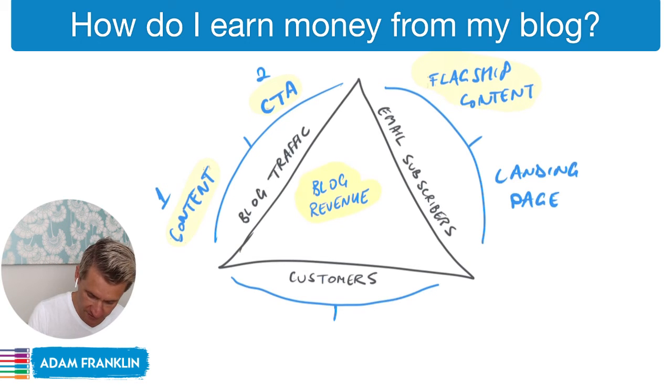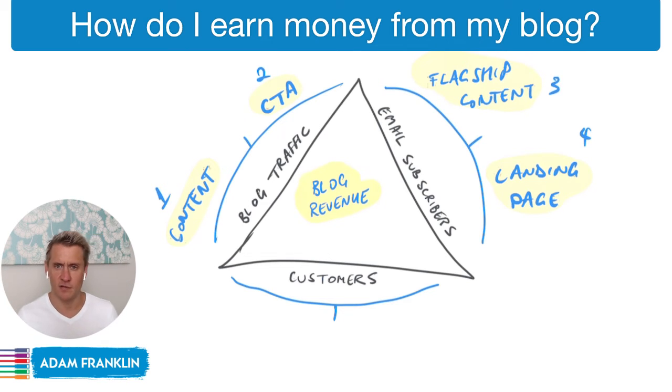All right, so step 3, flagship content. Step 4 is the landing page as the mechanism to do that. Whoops. Step 3, flagship content. Step 4, landing page. This means your blog traffic comes to your blog for the content. There's a call to action. They say, yes, that sounds good. Great. They can get the flagship content. They do so on a landing page. Then they become an email subscriber. Okay, blog traffic, email subscriber.